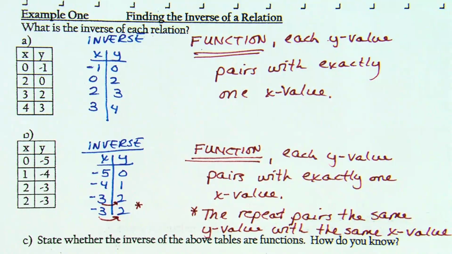Okay. We've already done C, but I'm going to throw a what if option at you. But C was state whether the inverse of the above tables are functions and how do you know? We've already talked about that, right? We already talked about whether or not they were functions and all that.